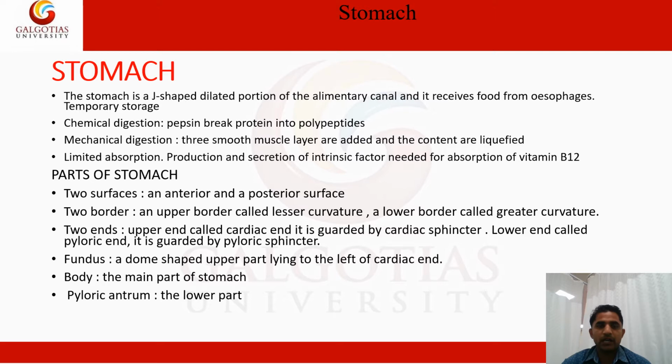Then come to the two ends. The upper end is called the cardiac end, and it is guarded by the cardiac sphincter, and the lower end is called the pyloric end. It is guarded by the pyloric sphincter. The fundus is the dome-shaped upper part lying to the left of the cardiac end. The body is the main part of the stomach. The pylorus and antrum are the lower part of the stomach. The pyloric sphincter is the site where the small intestine attaches to your stomach.